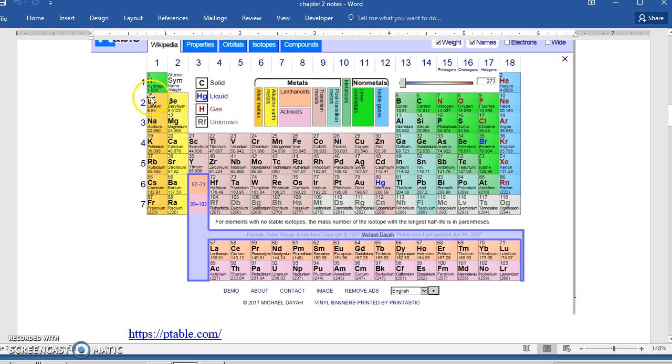Then you go to the second shell. This corresponds to the second period of the periodic table. Lithium would have 1 electron in its outer shell, 3 total. Notice it's in the first column. That's 1 in its outer shell. The little 3 there tells you there are 3 total. Beryllium has 4 electrons total, 2 in its outermost shell, and so on.